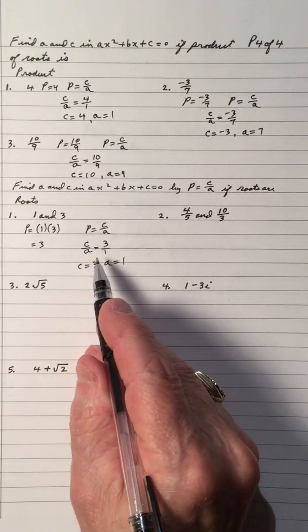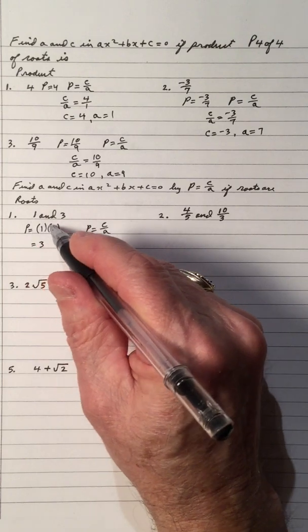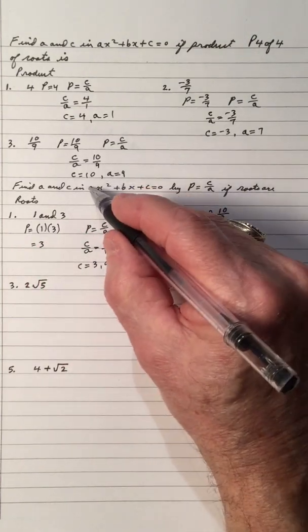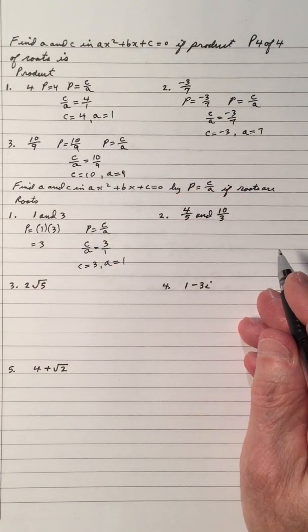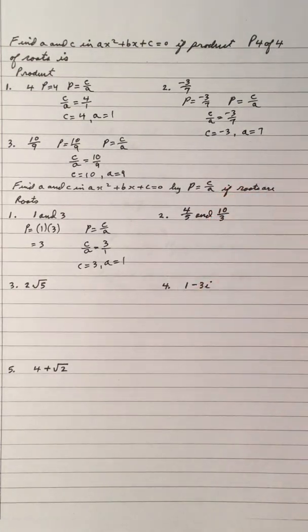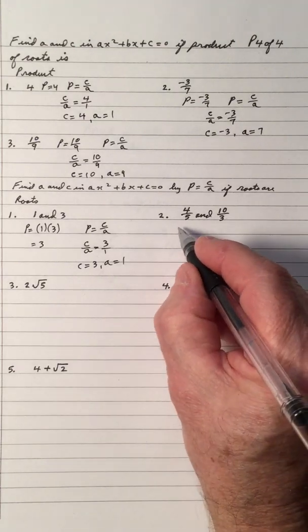Notice how fast I can get the product of the roots. I can multiply the roots to get the product, and then I can get the values of a and c in the equation. We're going to use that in the next video, along with the sum and the product, to get the equation fast.